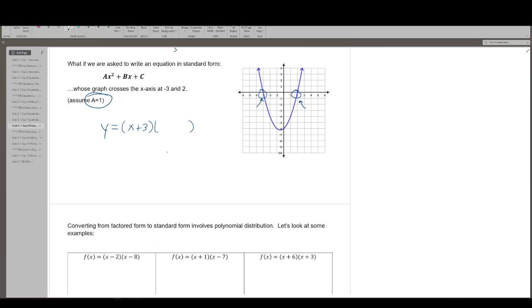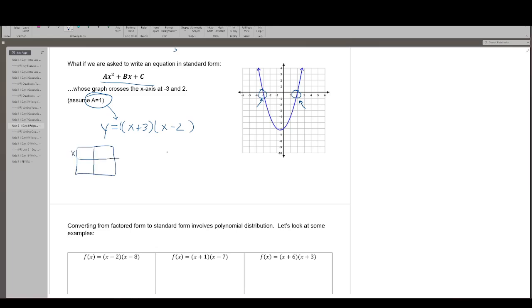And on the right, the one that goes with +2 will be x minus 2. We know that there's a 1 here because it's given from the problem, says a is 1. Now, to turn this into standard form, ax squared plus bx plus c, we just use what we learned in polynomial multiplication. So we can multiply these two using distribution or using the area model. I'm going to use the area model because I think that's our main tool for Algebra 1 for doing this. So we're going to make an area model.